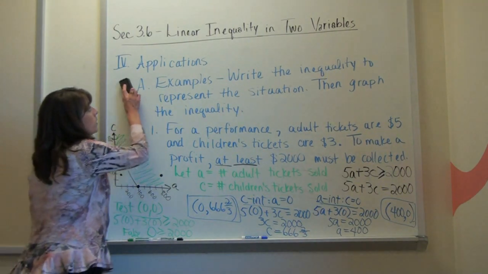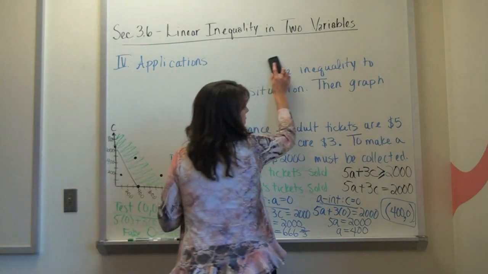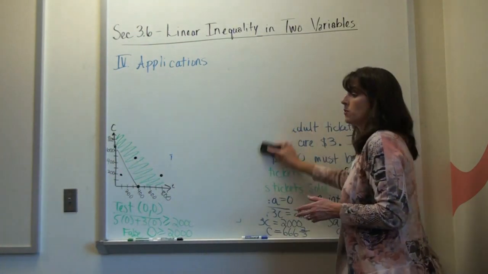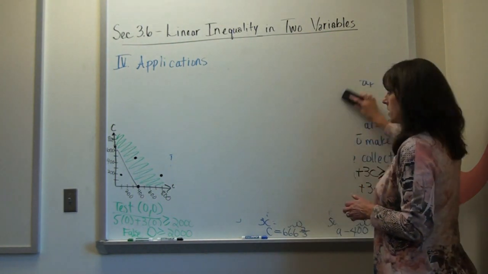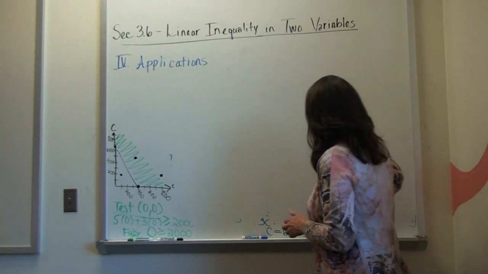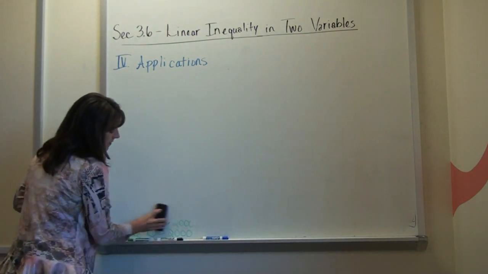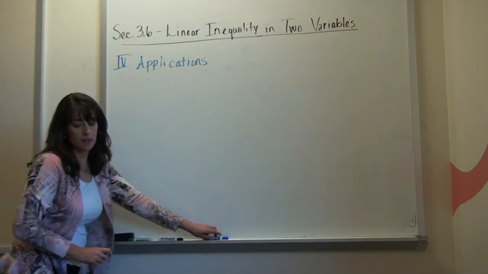So let's take a look at one more. And I'm going to erase the directions on this because I think we know what we need to do now. And so we need to write the inequality to represent the situation, and then we're going to graph it. And this will be the last thing we do out of this section. We'll wrap it all up.